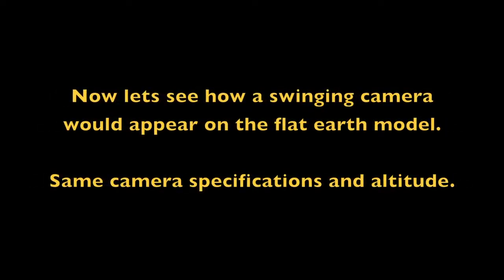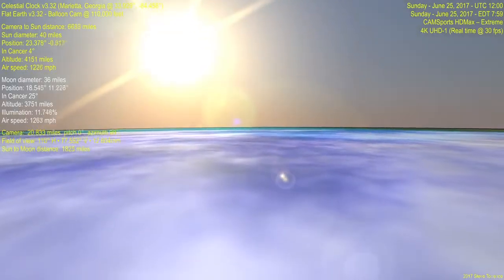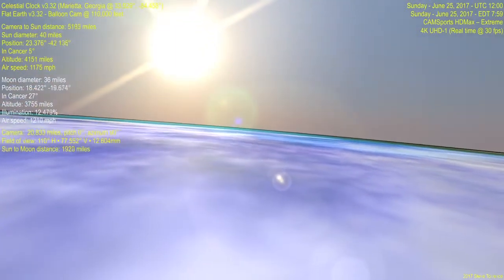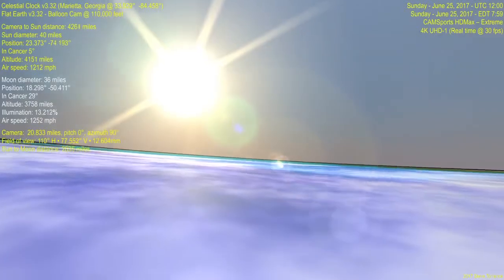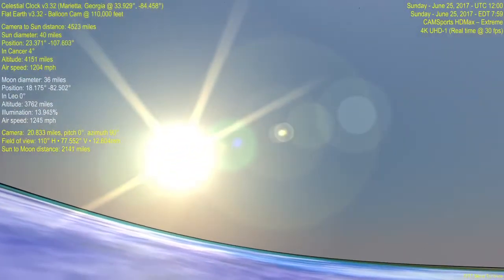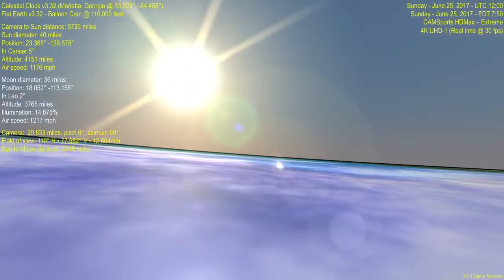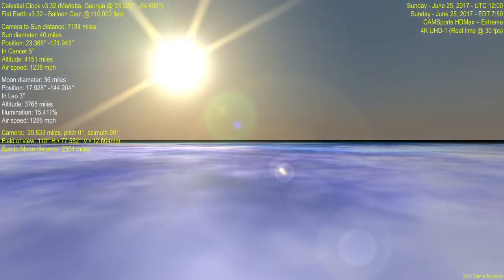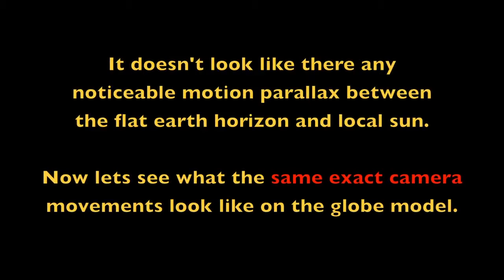Now let's see how a swinging camera would appear on the Flat Earth model. Same camera specifications and altitude as original. It doesn't look like there is any noticeable motion parallax between the Flat Earth horizon and the local sun.